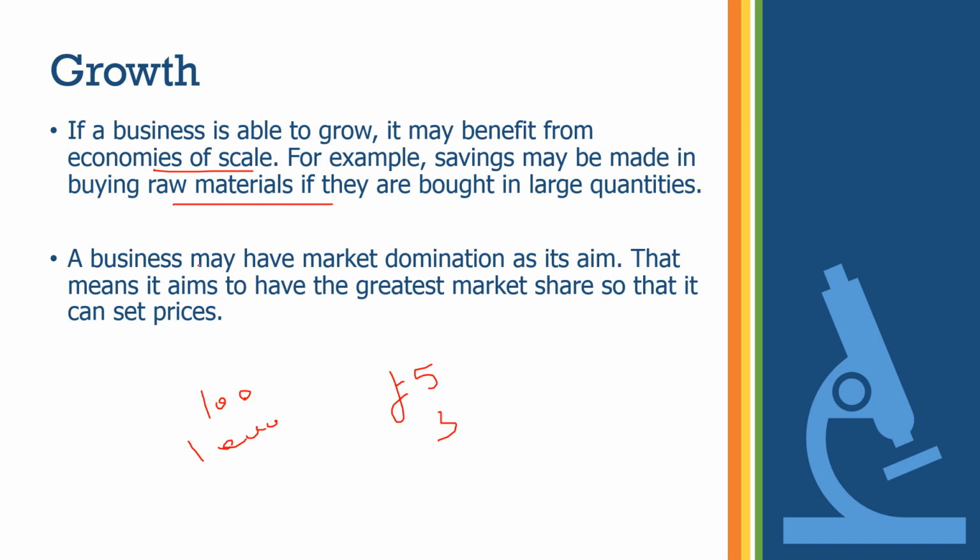In a way, a business might have market domination as its aim. That means its aim is to have the greatest market share so it can set prices.